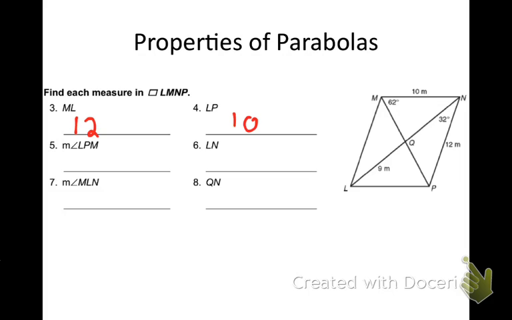What about number 5? LPM. I want to find angle LPM right here. Oh, man, that's a tough one. I don't know about that one. What are you thinking, Ryan? It is 62 degrees. How do you know it is 62 degrees? What type of angles do we have here?